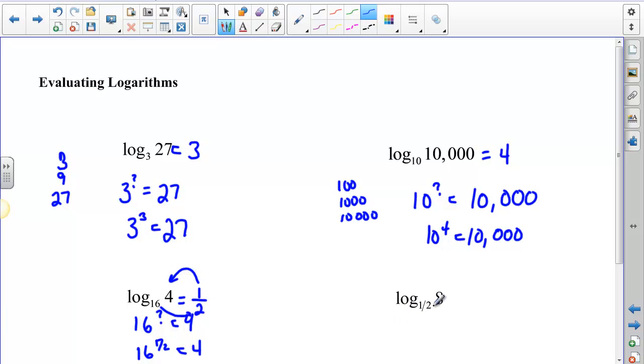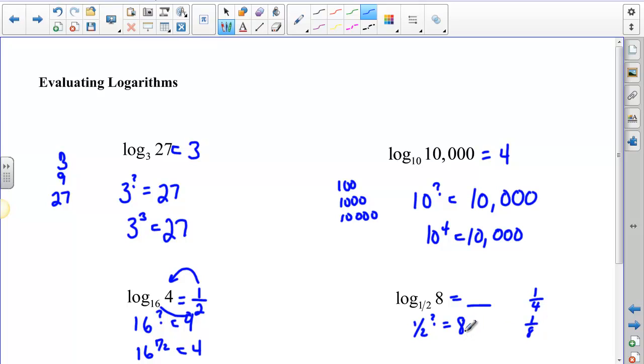Here we have log base 1/2 of 8. Not quite sure, but I could say 1/2 to what power is equal to 8? When I start thinking about 2 or 1/2, I could say, well, 1/2 to the 2nd is 1/4, 1/2 to the 3rd is 1/8, but I don't want 1/8, I want 8.